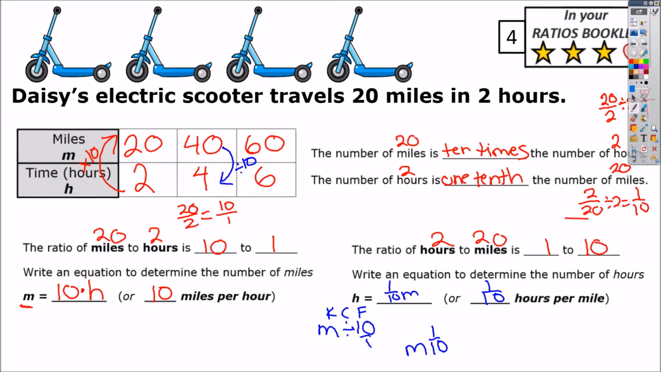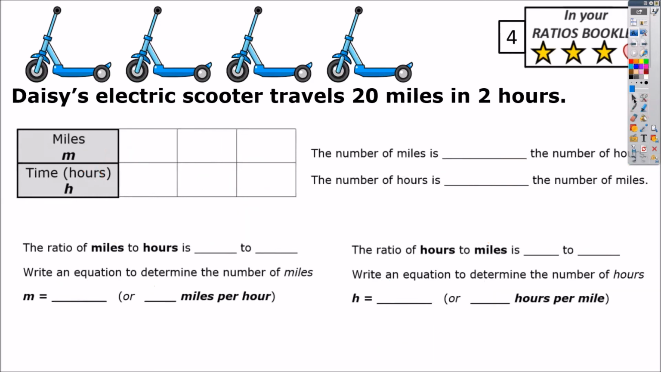So that was a lot of work. I know it's a lot right now, but you're doing great, I promise. Okay. So now let's go ahead and look at our bottom paper, the next page in our ratio book.